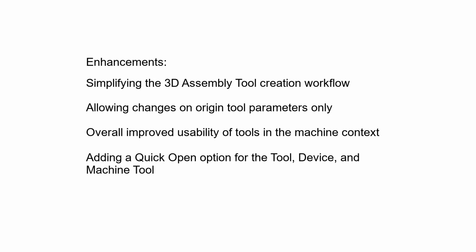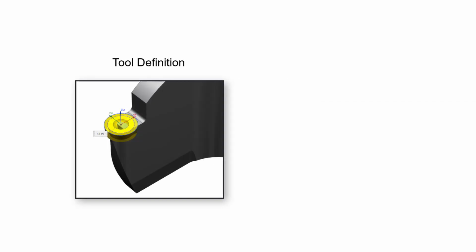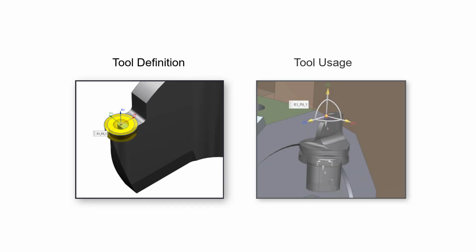There are two main stages when applying tools in NXCAM. Tool definition, where you create the parametric or 3D assembly tool, and tool usage, where you use the tool in the CAM setup or create a parametric tool within the setup. This video will step you through the workflow of both tool definition and usage.